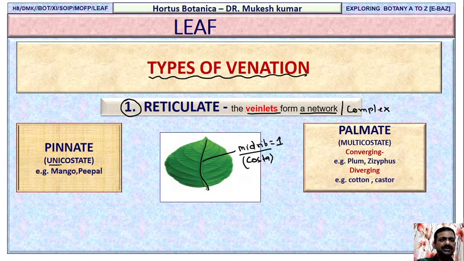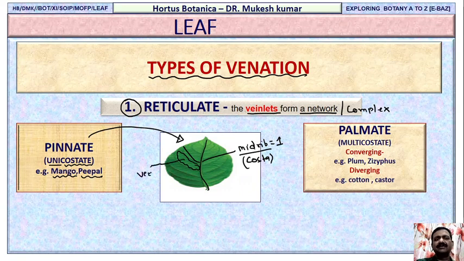So this is called unicostate. This is a very good example of a pinnate leaf, and this is called unicostate. For example, mango and peepal are executing a single midrib, and see, these are the veins. But these structures, my child, are the veinlets, and these veinlets are very complex, forming a network. We can't decide their distribution. They have a very complex distribution. So this complex or network form of veinlets in the leaf lamina, such an arrangement is called reticulate venation.